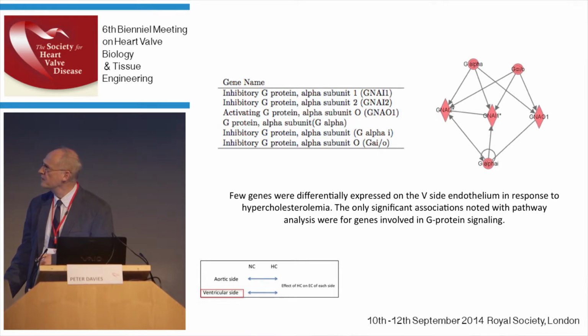And of the ones that made the most sense in terms of pathway were these G-protein relationships, all of which were upregulated. And again, we haven't taken this very much further, but I think there's an interesting story there. Whether it relates to some kind of protective phenotype on the ventricular side, we just don't know at this point.